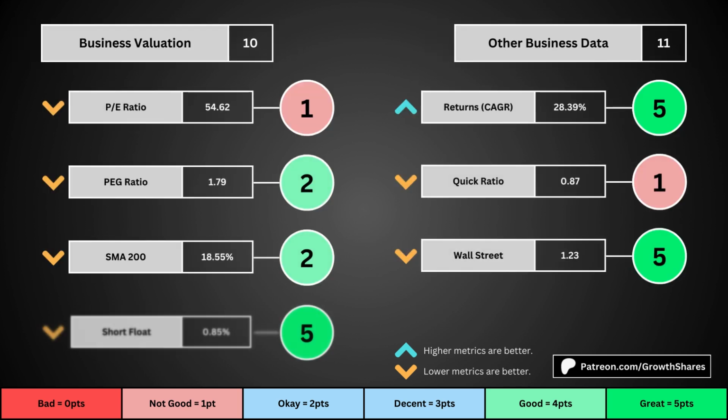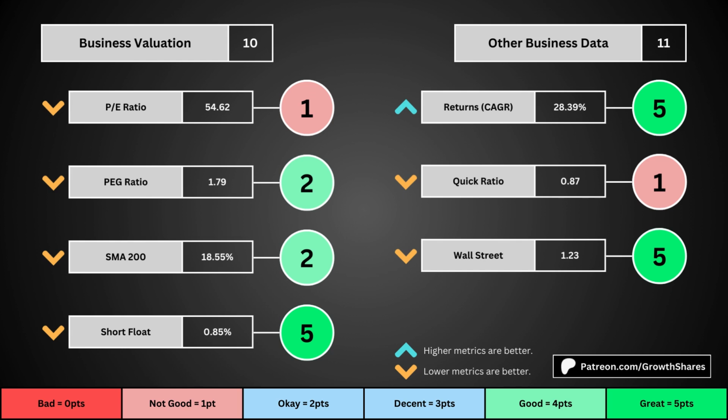This third set of metrics deals with the valuation of the company's stock based on its business. Think of the PE ratio as a measure of speculation around the stock. We want it low. The PEG ratio adds earnings growth to the PE ratio. Then the 200-day simple moving average is the average stock price over that period. We want that low because it means we have a cheaper stock price.